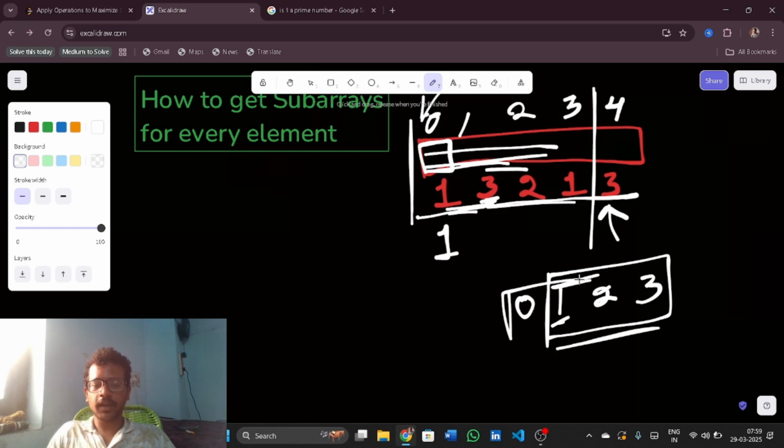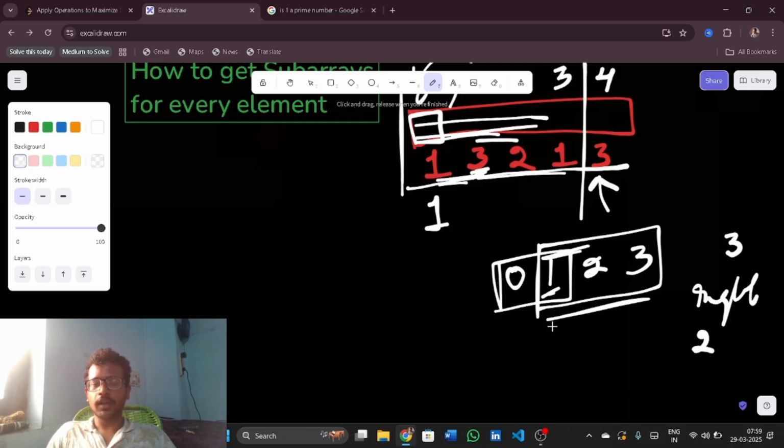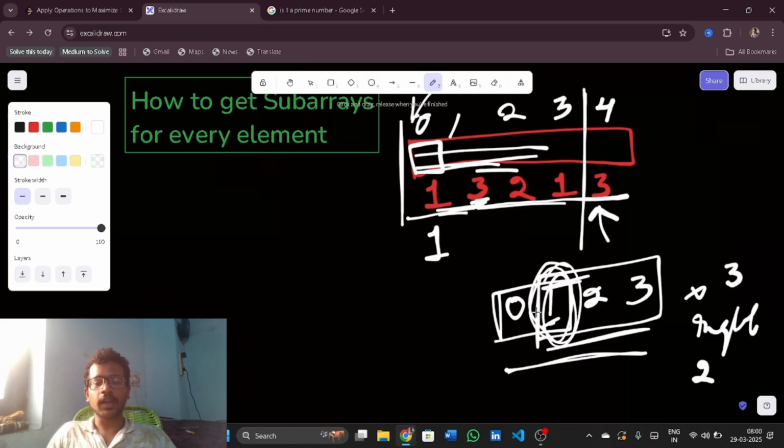Now the number of subarrays that I can get with this: firstly I got 3 from the right, and how many do I get from the left? 1 and 2, just 2. Now should I add or should I multiply? Let us see. If I just add, I'll get only 5. But there is another subarray that I can consider, the whole subarray. So I would multiply 3 into 2, and then I would get 6 subarrays which include 1.